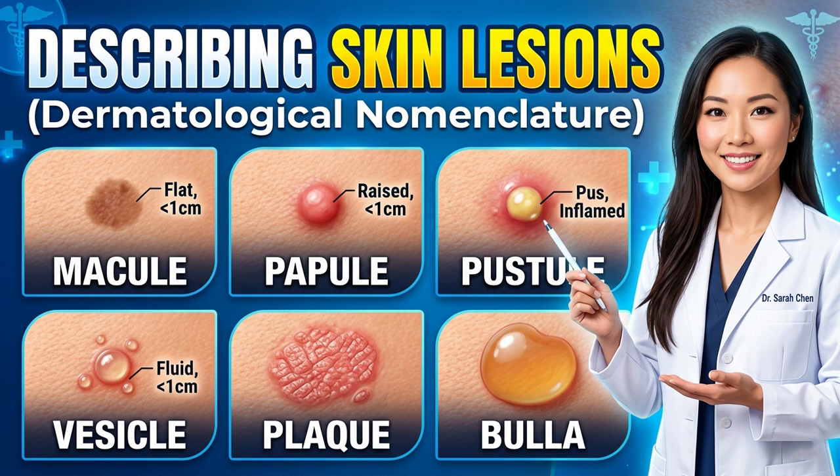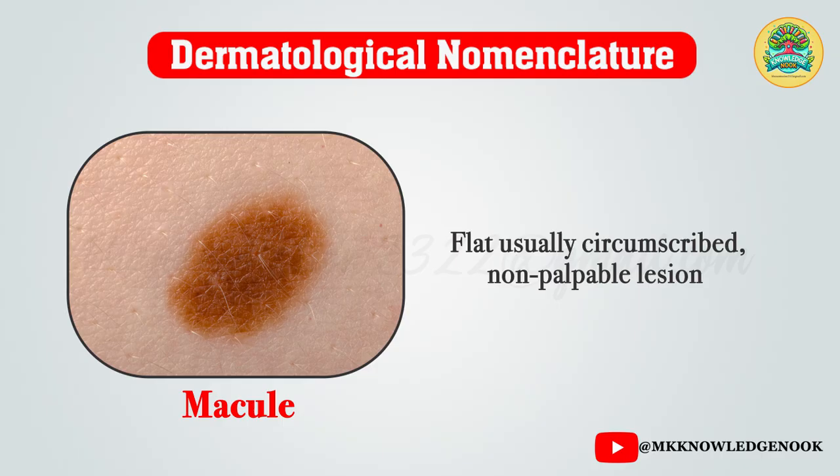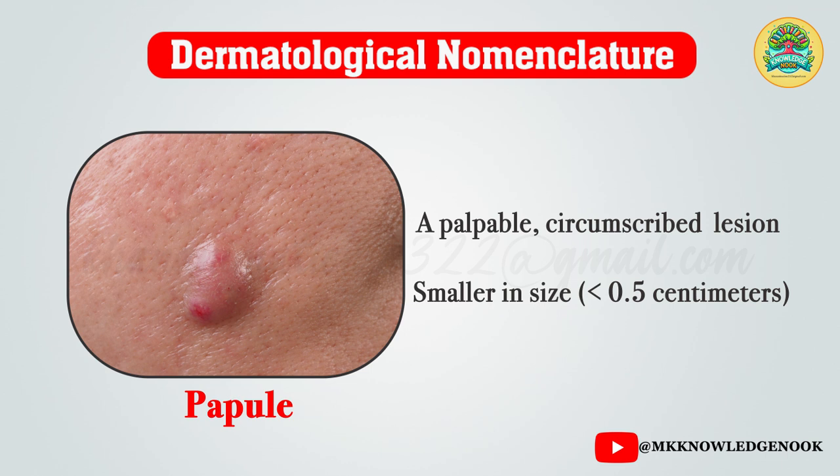In this video I will discuss the common skin lesions you will encounter in usual clinical practice. A macule is a flat lesion that is usually circumscribed and non-palpable because it is not elevated above the skin surface. A papule is also a circumscribed lesion, but it is palpable. They are smaller in size, typically less than 0.5 centimeters in diameter.